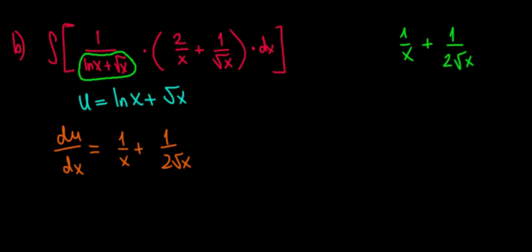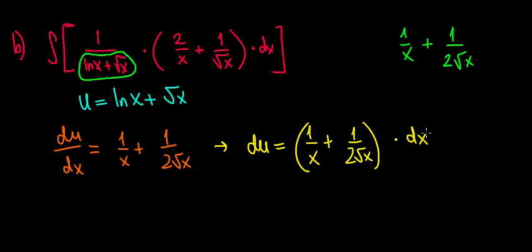Now let's take dx on the other side by cross multiplication. So we're left with du equals 1 over x plus 1 over 2 square root of x multiplied with dx. Okay, now with that said, what do we have at the moment? Well, when we substitute u over here, we have dx times this expression, but we can see it's slightly different from what we have in the beginning, because here we have 2 over x and 1 over square root of x. Well, the relationship is that this is our expression multiplied by 2.